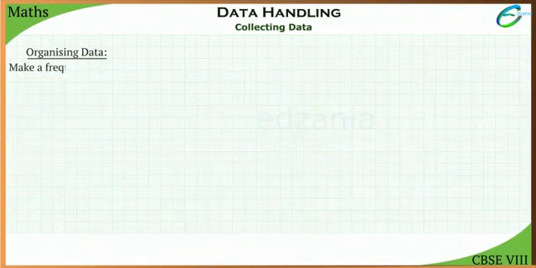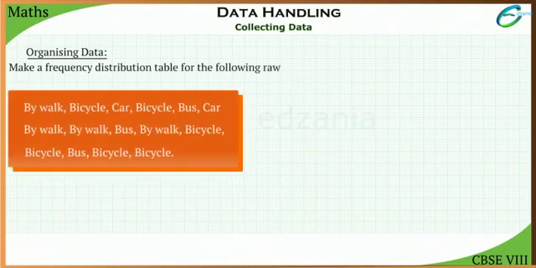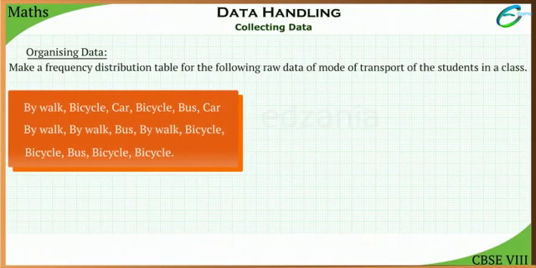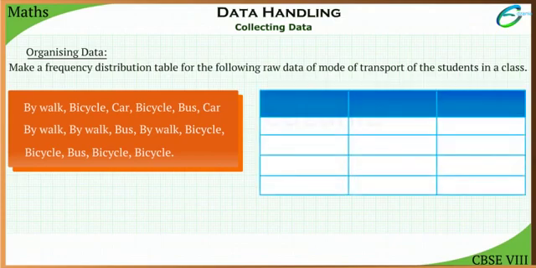Now let us make a frequency distribution table for the following raw data, where we used to find the most common mode of transport of the students in a class. Here we have the frequency distribution table for the above raw data.